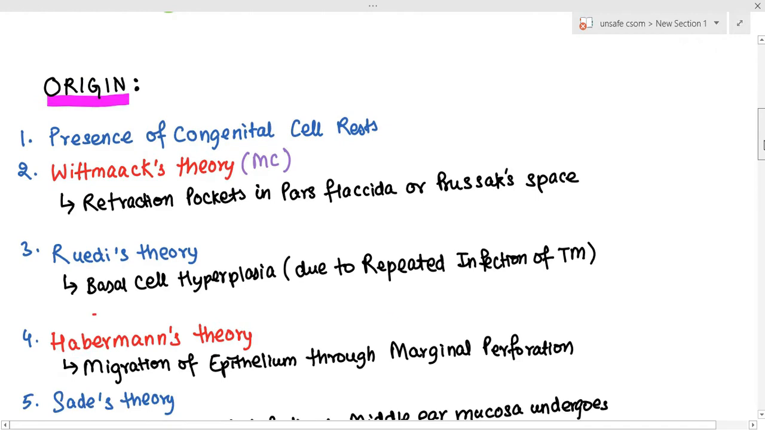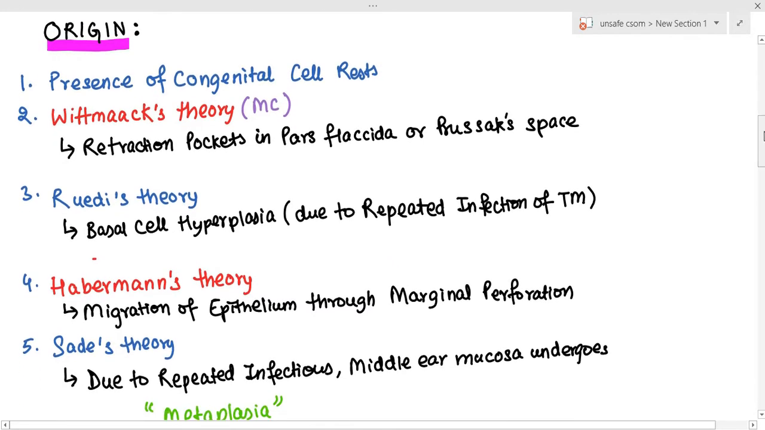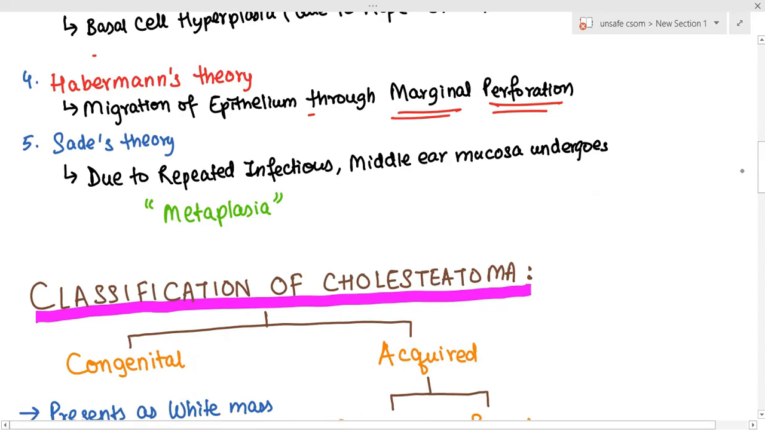Now there are lots of theories which describe the origin of cholesteatoma. First is the presence of congenital cell rest in the middle ear, which is specifically for the congenital variant. Second we have the Wittmaack theory, which is the most commonly accepted theory. In this theory there is a retraction pocket in the pars flaccida or Prussak's space, and there is accumulation of keratin debris in the retraction pocket, and it perforates and we see cholesteatoma in the middle ear. Then we have Ruedi's theory of basal cell hyperplasia due to repeated infection of the tympanic membrane. Then Haberman's theory of migration of epithelium through the perforation, usually a marginal perforation, which we will talk about with secondary cholesteatoma. And then Sade's theory, which revolves around metaplasia due to repeated infection of the middle ear mucosa.